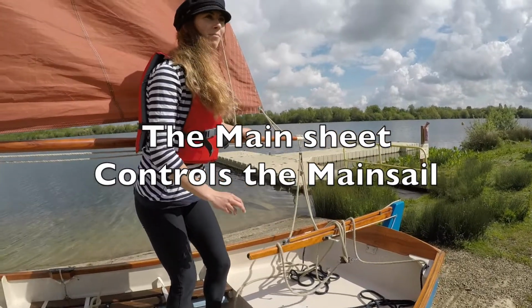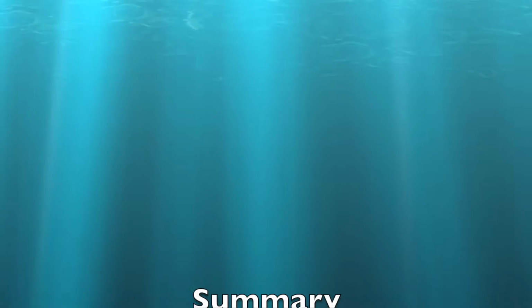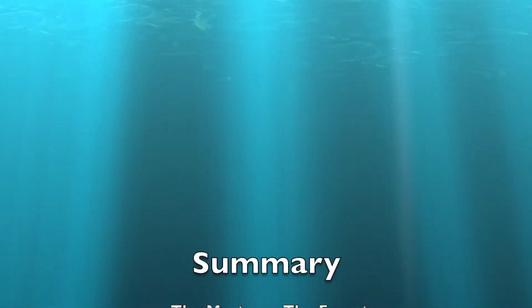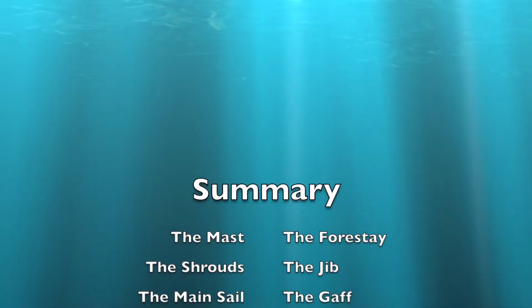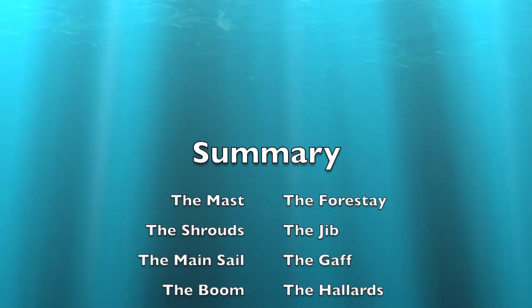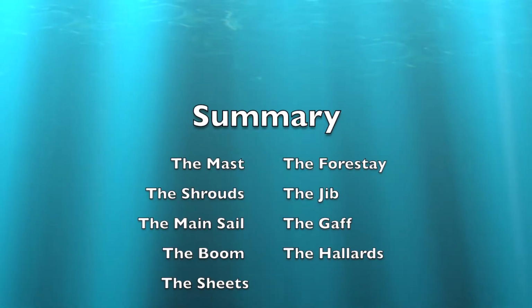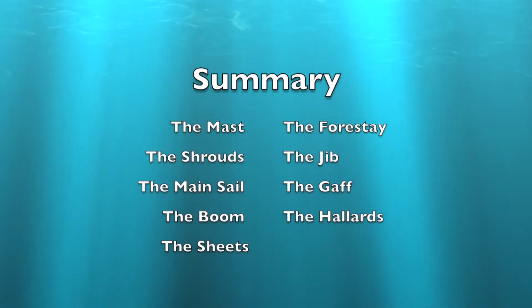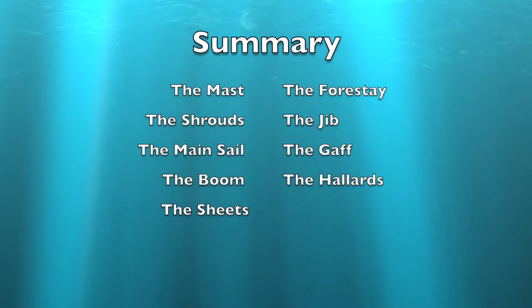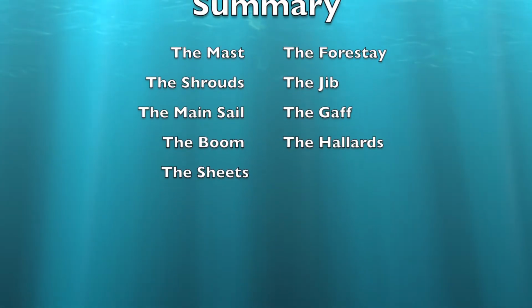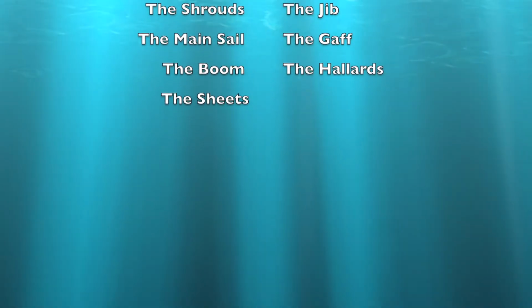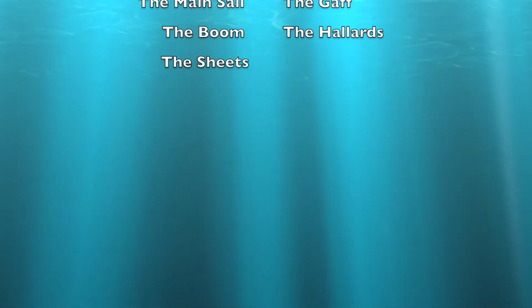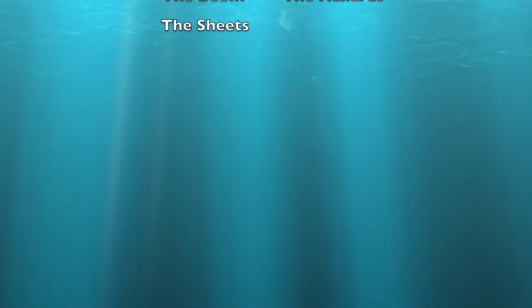So to briefly summarise, the keywords for the rigging are the mast, the forestay, the shrouds, the jib, the mainsail, the gaff, the boom, and lastly 2 types of rope, halyards and sheets.